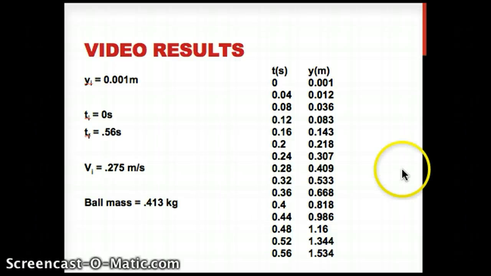These are the results from the video. Here are all the data points right here. Some of the important calculations that need to be put into the coding would be the ball's mass, the initial velocity, the two times, and the initial position of the ball.